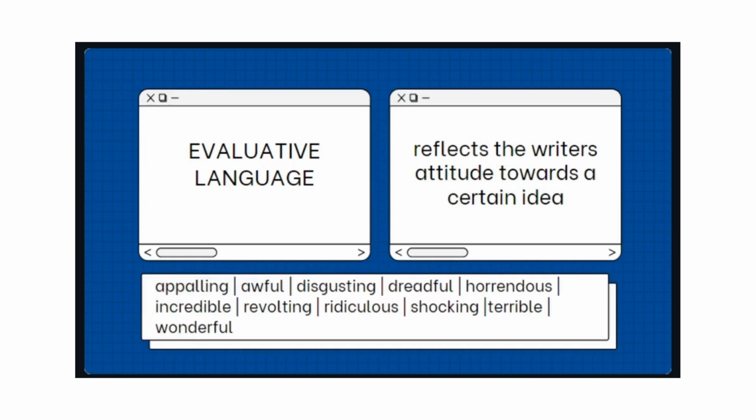The next language feature is evaluative language. So the use of this is usually in the form of adjectives. So it reflects the writer's attitude towards a certain idea. These words express feelings, opinions, or judgments on what they are describing. So evaluative words, including the ones listed here, can have positive or negative effect on an idea. So what are these examples? We have appalling, awful, disgusting, dreadful, horrendous, incredible, revolting, ridiculous, shocking, terrible, wonderful.